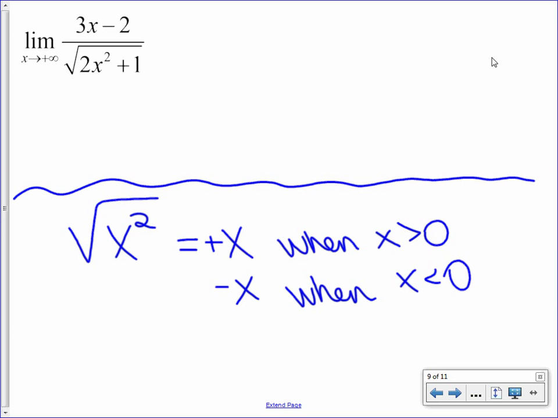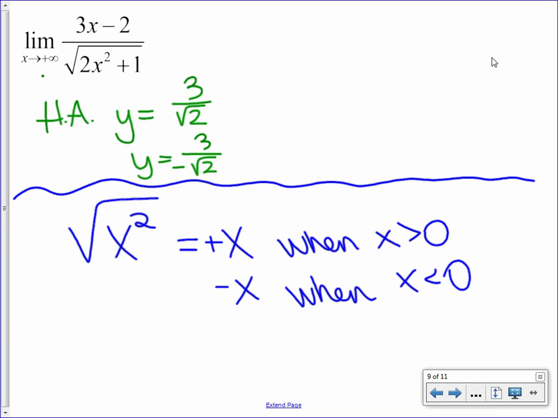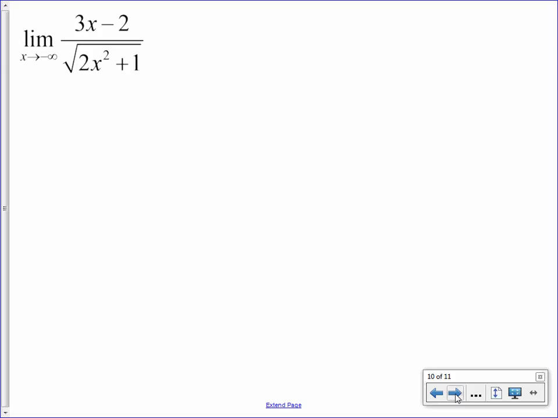When we look at our horizontal asymptote, where is our horizontal asymptote? 3 over radical 2, or 3 over negative radical 2. So there's two horizontal asymptotes. When we approach positive infinity, which means our x's are positive, greater than 0, it's going to approach 3 over radical 2. If we approach negative infinity, which means our x's are negative or less than 0, we're going to approach 3 over negative radical 2. Got it.